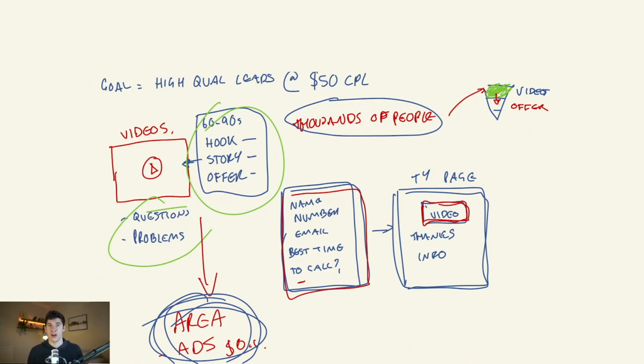If you find that they're not high quality enough, add more questions and then find that balance of the number of people coming through versus the quality of the people coming through.